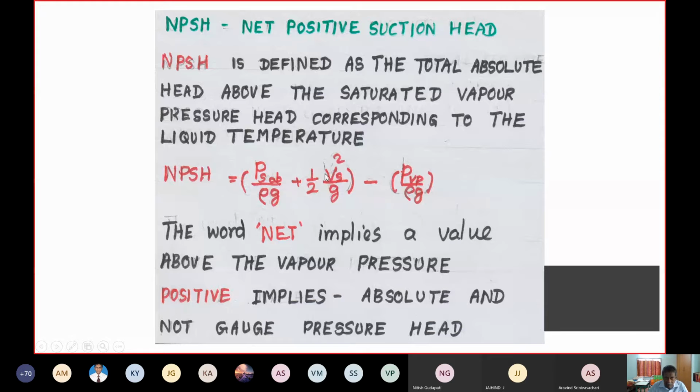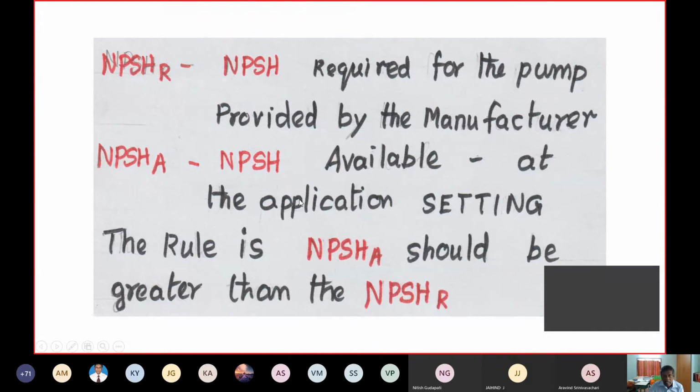So you have to find out the absolute pressure head, absolute total pressure head: the static pressure head plus velocity head at the suction point. From that you subtract the vapor pressure head, so you get the net value. So this is the net positive suction head, that is called NPSH. There are two NPSHs people talk about.